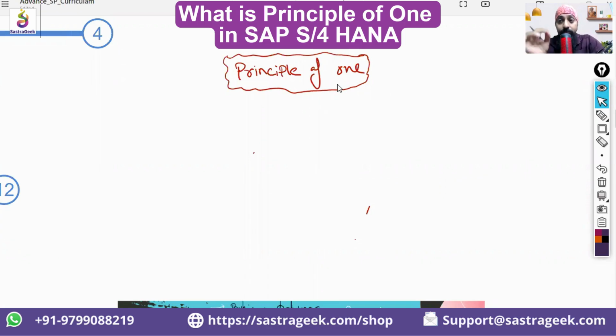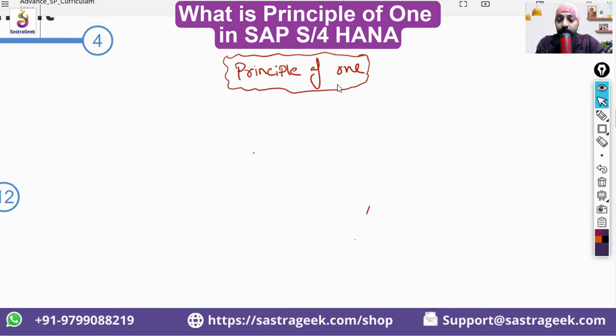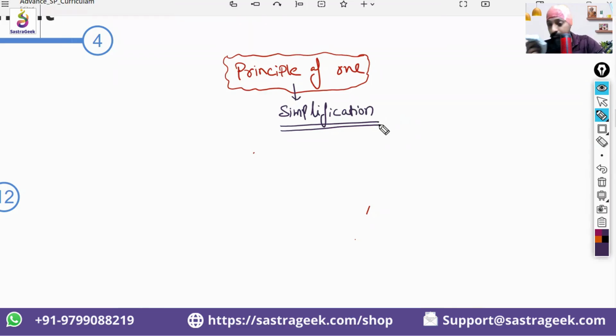Now, this terminology, principle of one, you will be hearing it a lot in SAP S/4HANA when you go through the simplifications of S/4HANA. In simplification of S/4HANA, SAP would be saying that we have done this change because of the principle of one, right? Generally, when we understand simplification, we understand simplification for the end user, for customers, for your business.